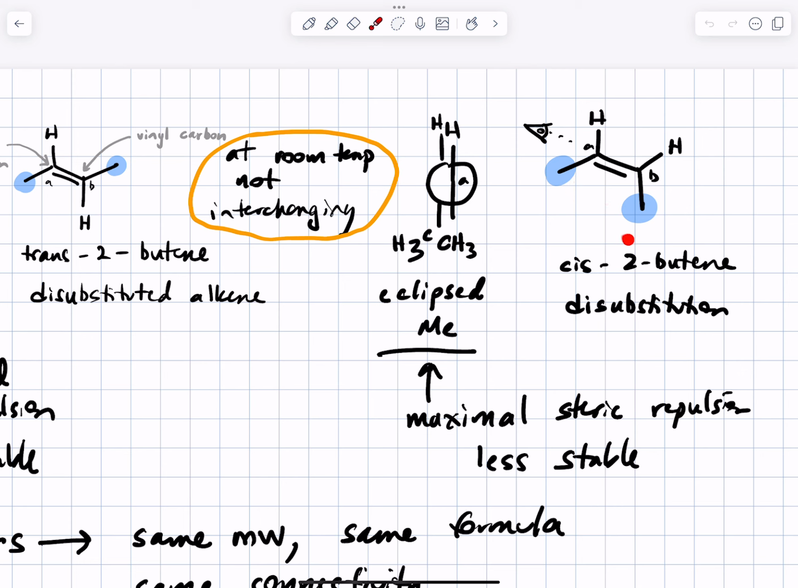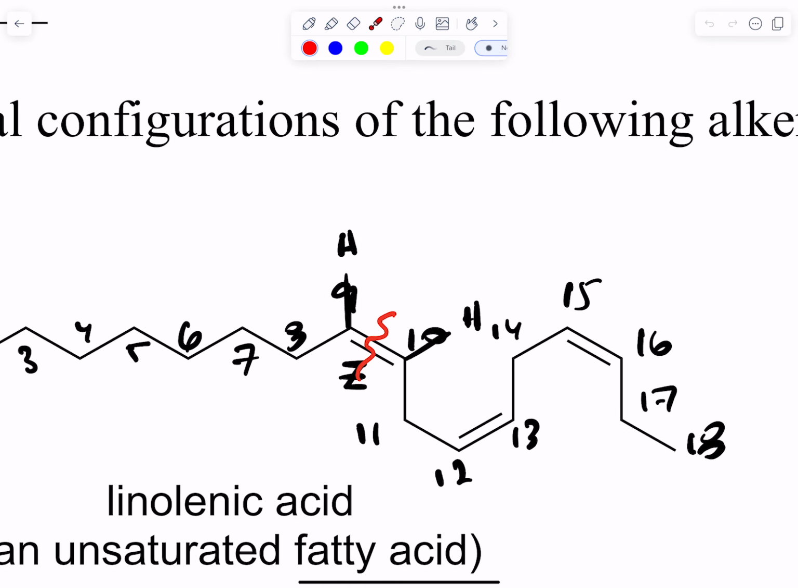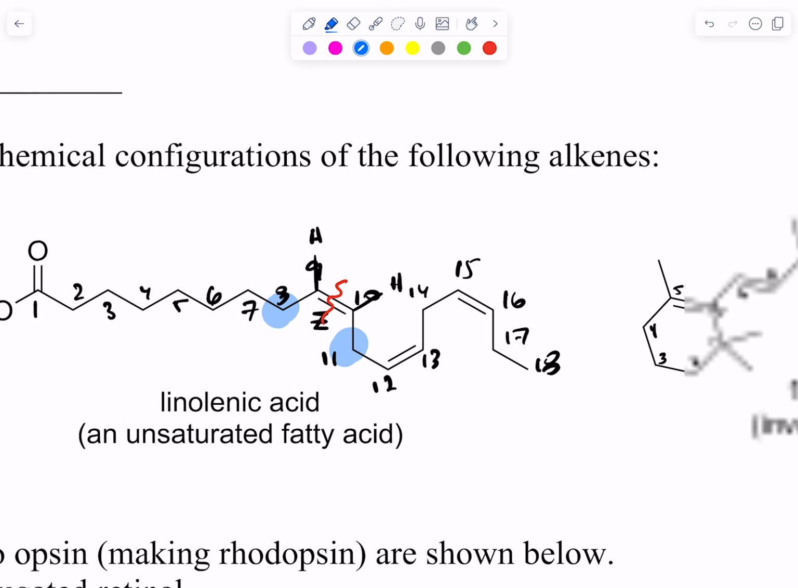You can still assign E or Z, because assigning E or Z is all about only looking at each vinyl carbon individually. Carbon versus hydrogen, carbon wins. And that's the exact same situation we're on in the quiz for 9 and 10. Look at vinyl carbon 9, carbon versus hydrogen, carbon wins. Look at carbon 10, carbon versus hydrogen, carbon wins. Yep, so you can call that Z.